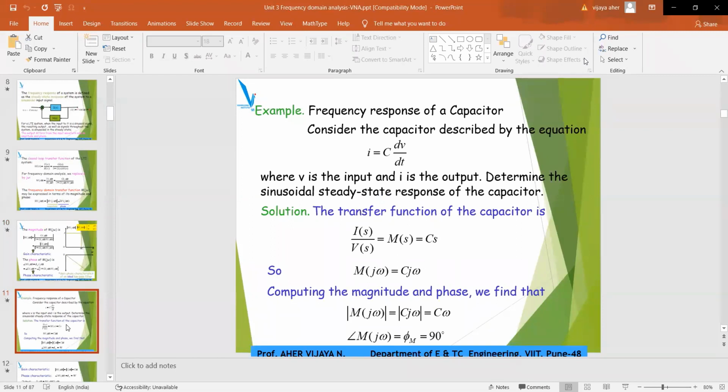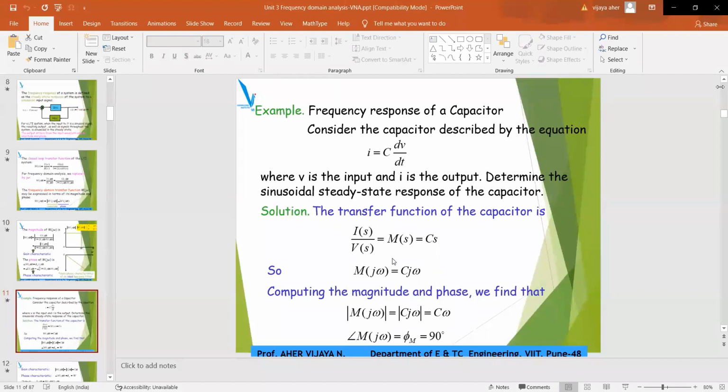Now, consider only one capacitor, and the input to this capacitor is voltage. Which type of voltage? Sinusoidal voltage. And the output of this capacitor is nothing but current. So the equation for the current flowing through the capacitor is i = C dv/dt, where v is the input voltage and i is the output current. i is the output, v is the input. Now determine the sinusoidal steady state response of this capacitor.